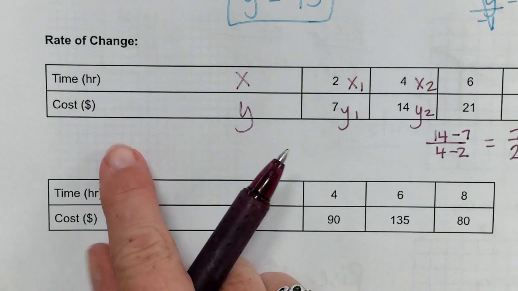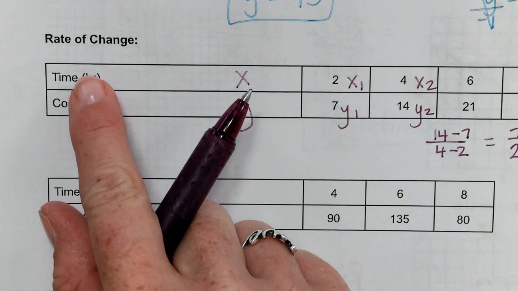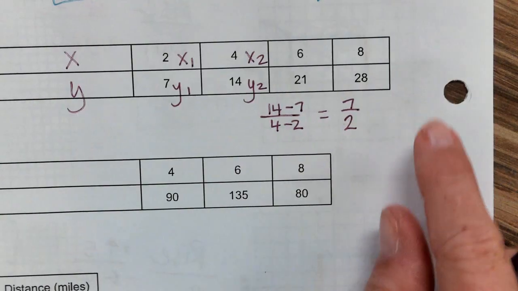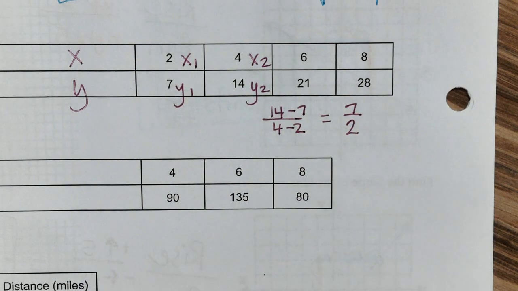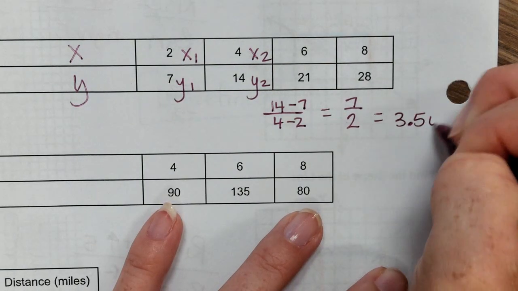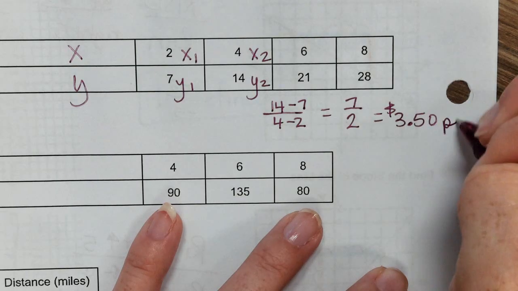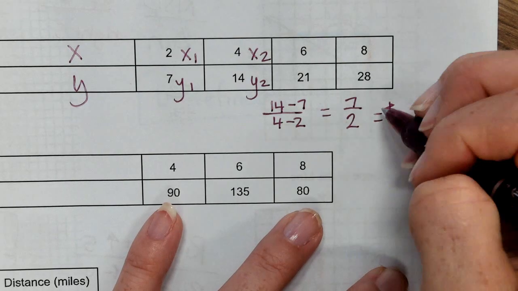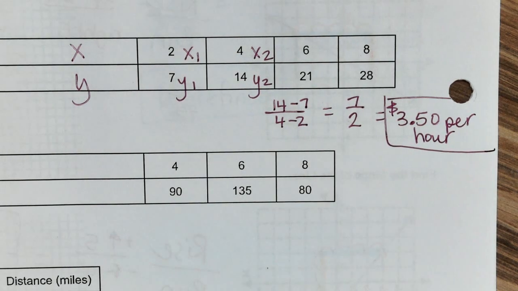I'm really looking at how much does it cost per hour. So do you think I should leave it as a fraction in this situation or put it as a decimal? 7 halves is really $3.50 per hour. Slope is rate.